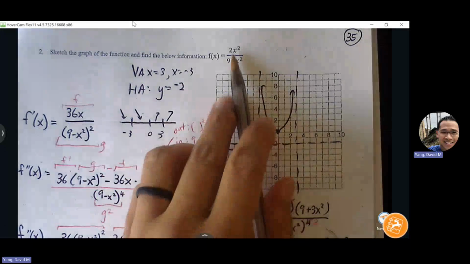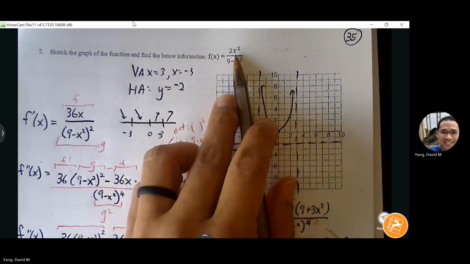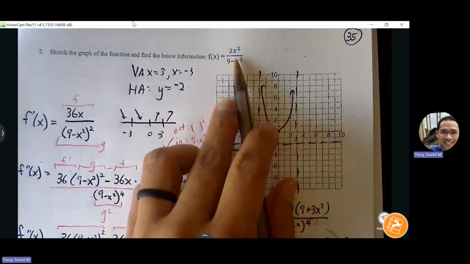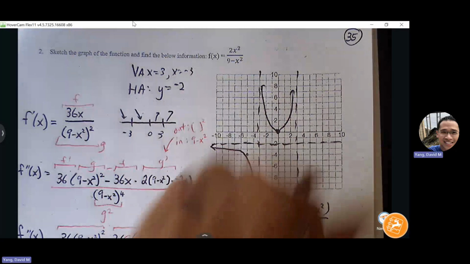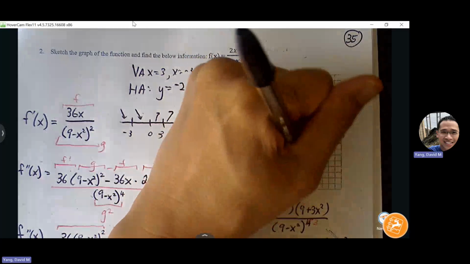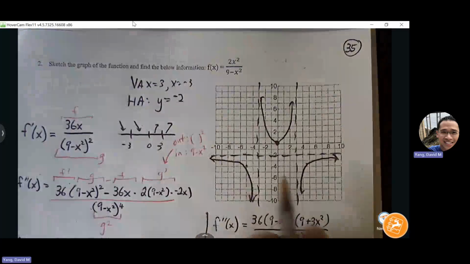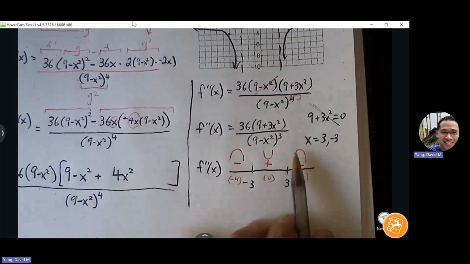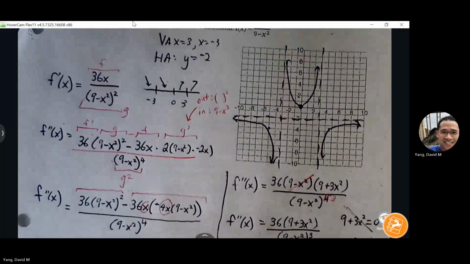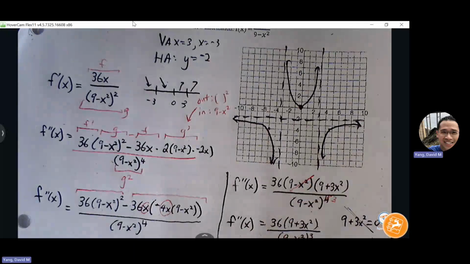If I plug in 4 here, I get 32 over, this is a negative value, so I know negative value is going to be somewhere here. That's going to be enough for me to sketch my graph. I want the graph to be increasing to the right of 3, but then still maintain that concave down shape. And the asymptotes kind of help me know that my graph is going to hug along those asymptotes or get closer towards those asymptotes.